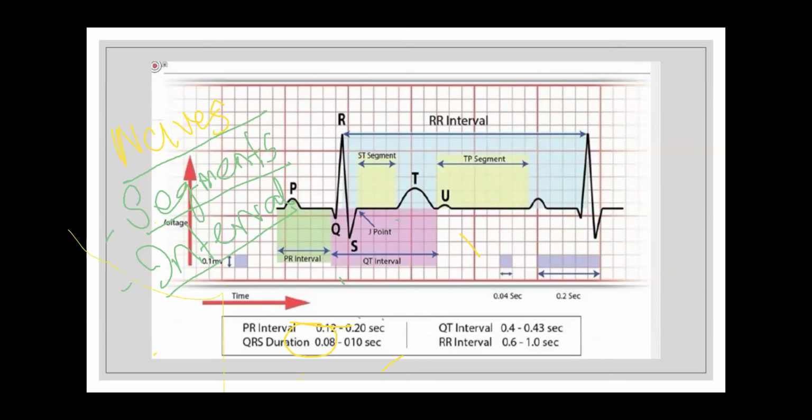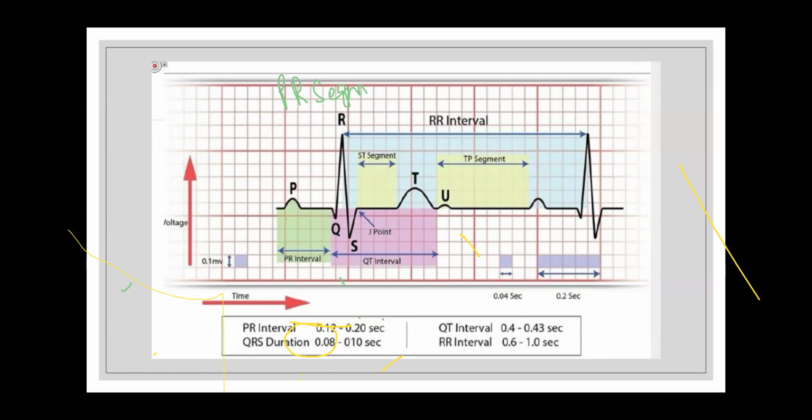So what is the segment? In our ECG, two important segments are there. First, the segment which connects P with the Q, which we call the PR segment. And the second important segment is from the end of the S to the beginning of the T. This segment is called the ST segment. So these two segments are very important. Other segments are not that important. You should know these two segments.